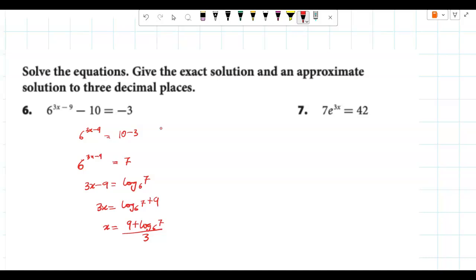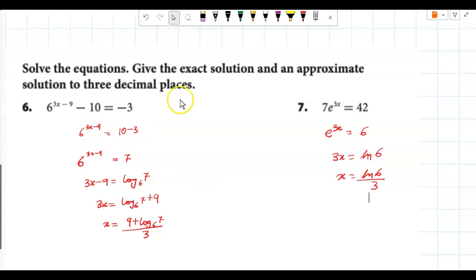Next one. This one, divided by 7, so e to the 3x is equal to 6. And then convert that into ln. So ln 6 to the base e, because you bring the e on that side. So then the base will become the base on the other side. So then 3x is equal to ln 6, so x is ln 6 over 3. I'm not doing the calculator part, the 3 decimals you know.